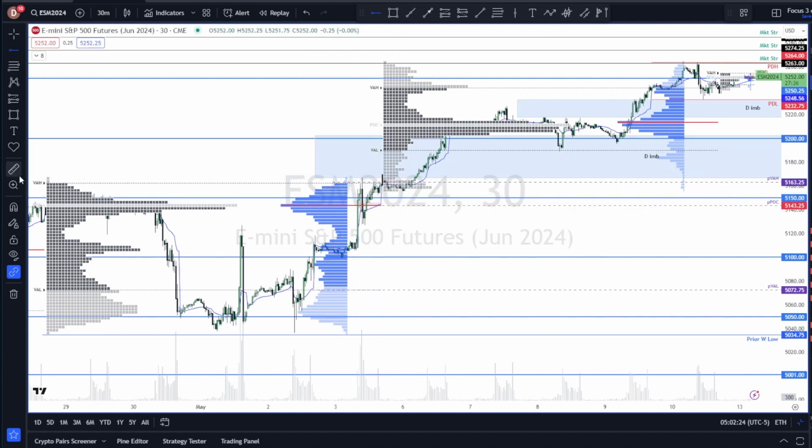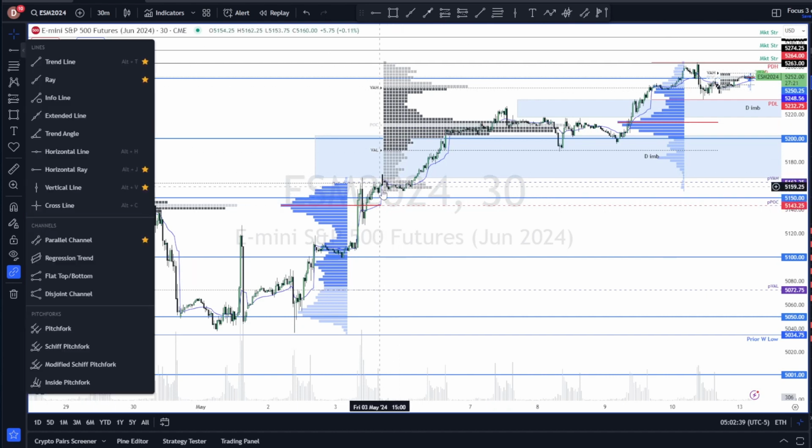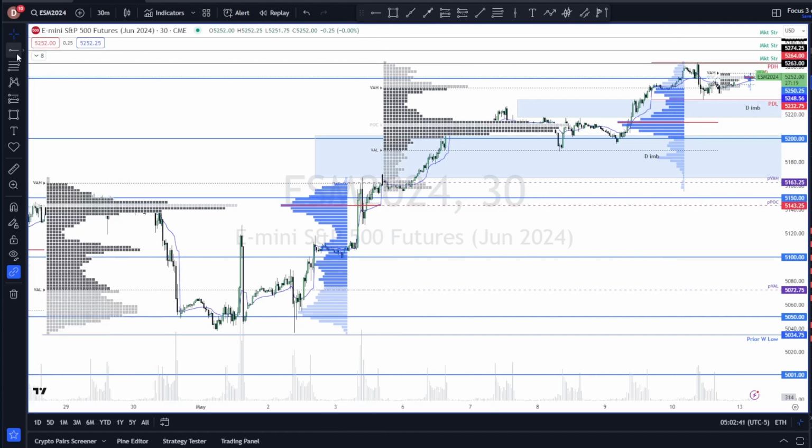And I'm going to do this one right here. Okay, so that coincides right here. So I don't need that. I don't need that level on there. That's the same as this daily imbalance low. So we're good on that front. All right, and then we're going to do this exact same thing here.